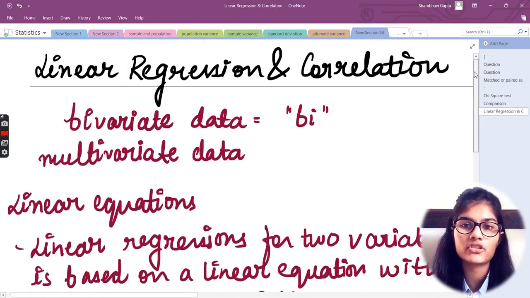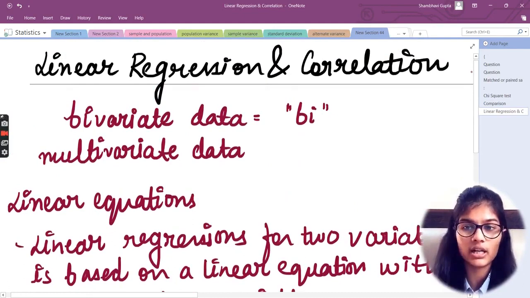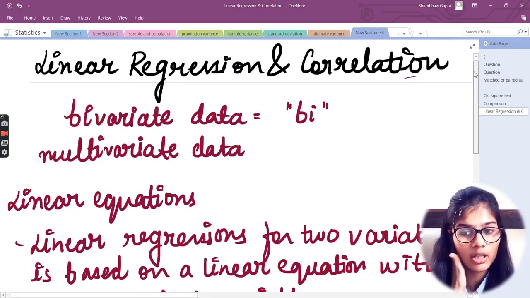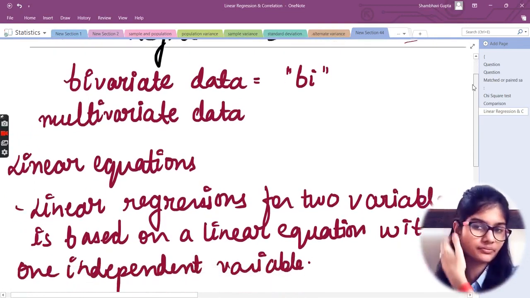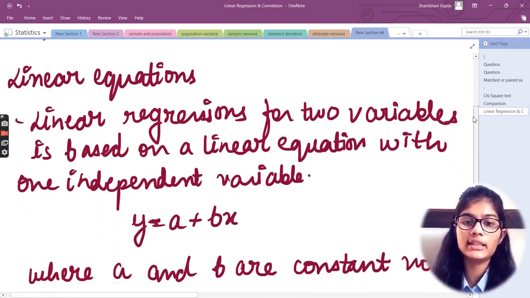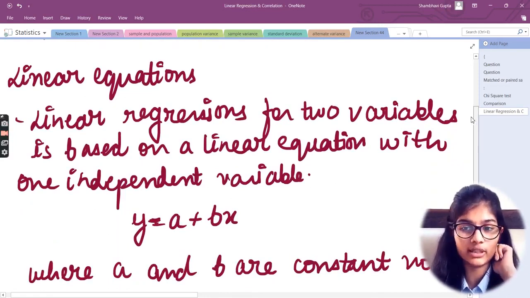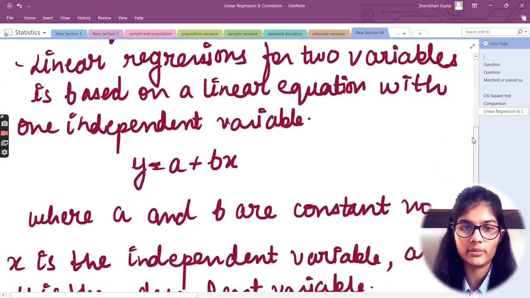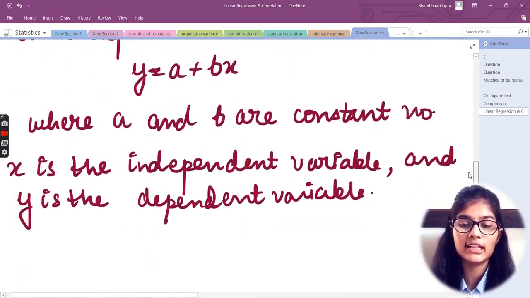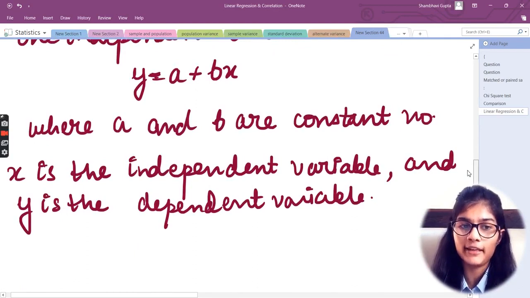When we talk about linear regression or correlation, two terms come. The first one is bivariate data, that is bi, and the second one is multivariate data, that is for multiple variables. Linear regression for two variables is based upon a linear equation, which has one independent variable: y is equal to a plus bx, where a and b are the constant numbers which we are having here.